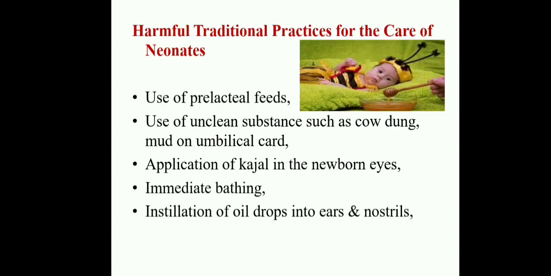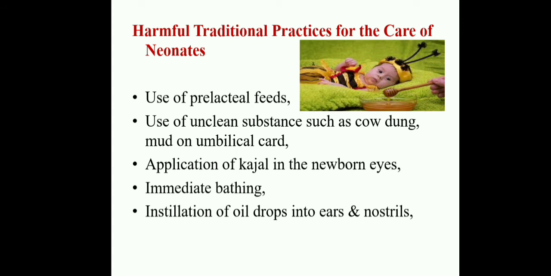Next, because of some harmful traditional practices for the newborn, the baby may be affected by asphyxia, complications and infections, and morbidity is so high. What are the harmful traditional practices followed in our India? I will give some points. Whenever you are giving health education, you should include these harmful traditional practices, advising not to practice them.